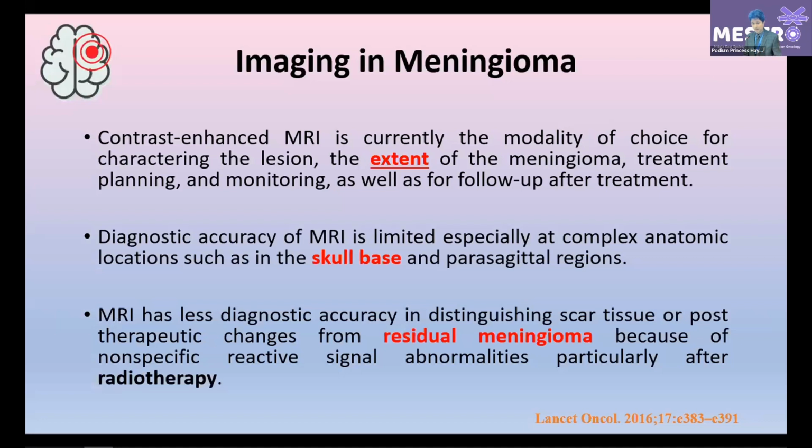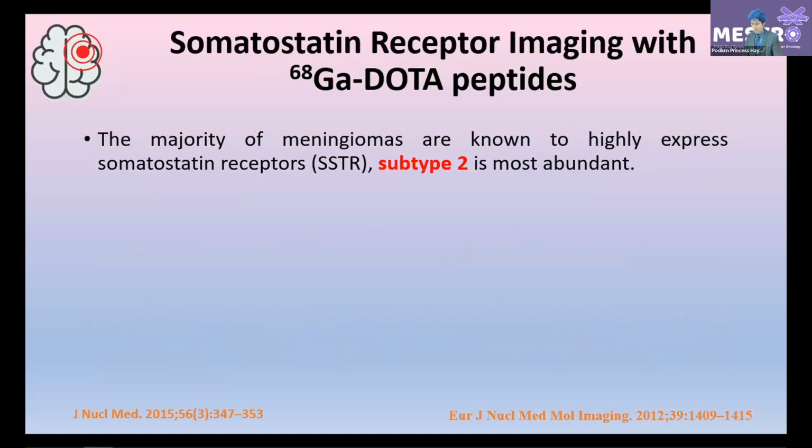MRI is less sensitive in evaluating residual meningiomas, and sometimes there are non-specific changes, particularly due to radiotherapy. Somatostatin receptor imaging is not recent. It was done with indium octreotide in the late 80s and 90s.